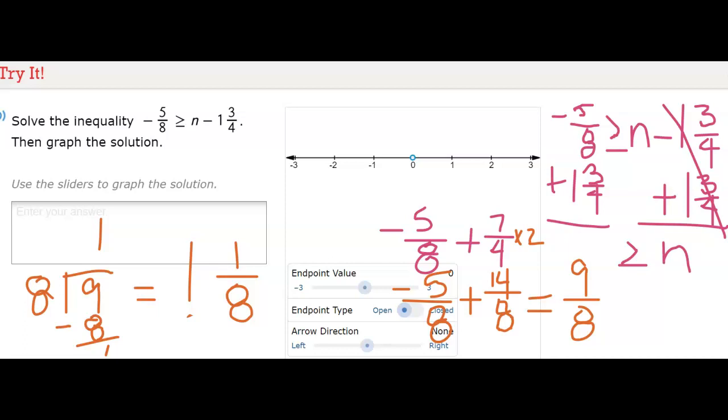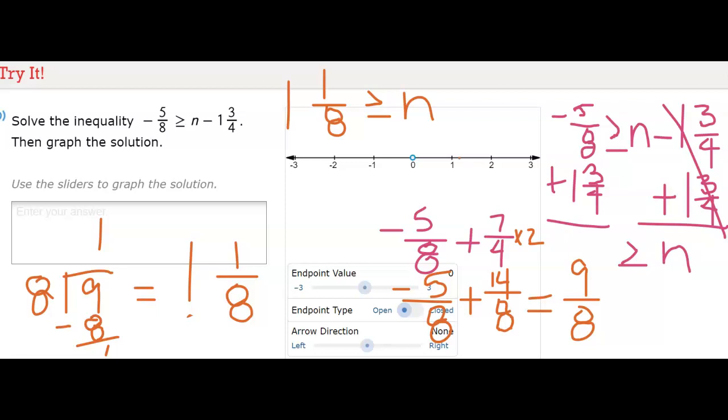And so now when we go to graph this, I just want to rewrite this at the top for good measure. So we have 1 and 1/8 is greater than or equal to n. So now we need to graph that. So when we look at our number line, we're going to go to the positive side for the 1 and 1/8. So it's going to be past the 1 because 1/8 is a fraction greater than 1. So we're going to be about here-ish, right?